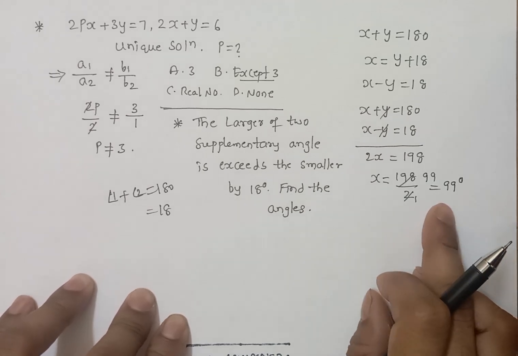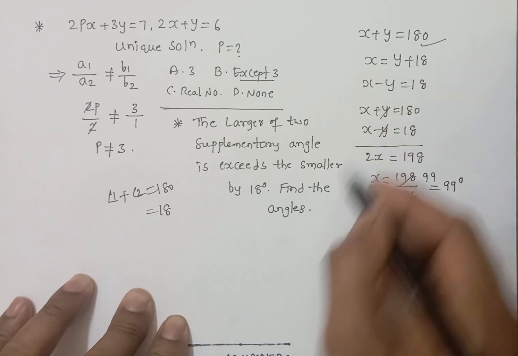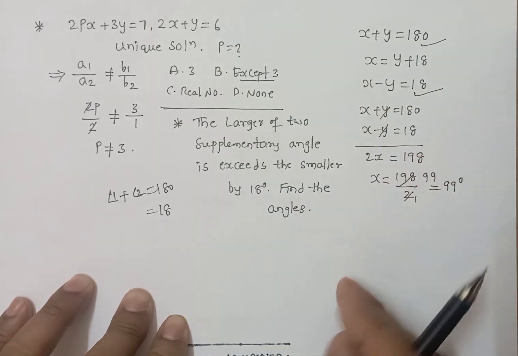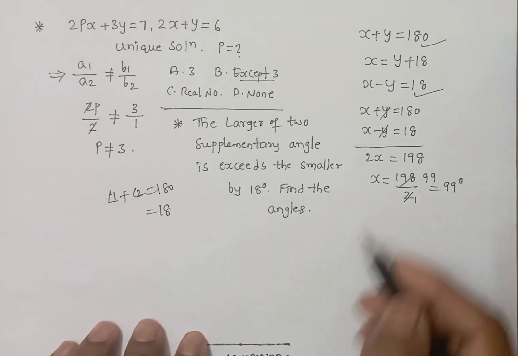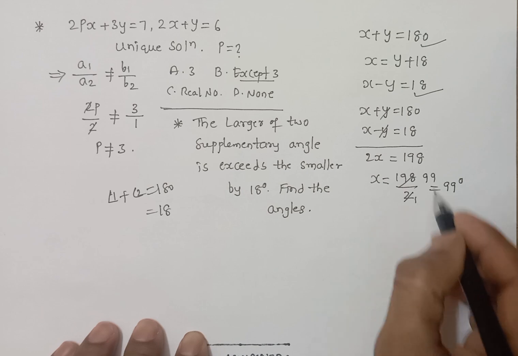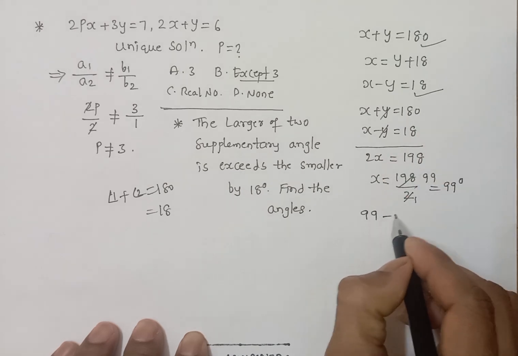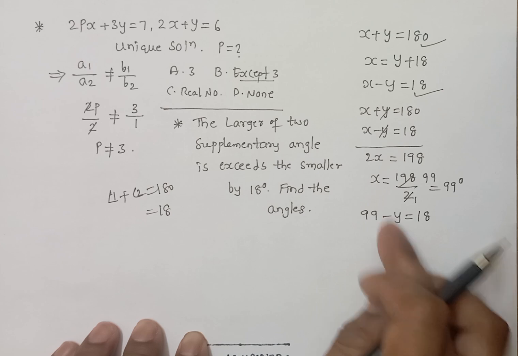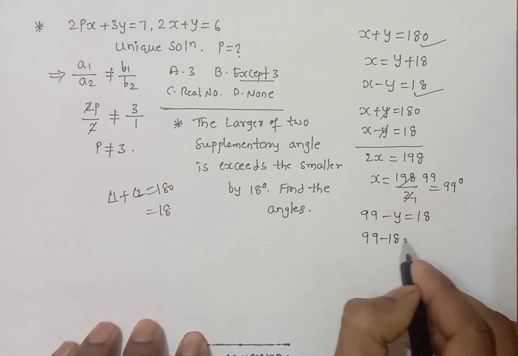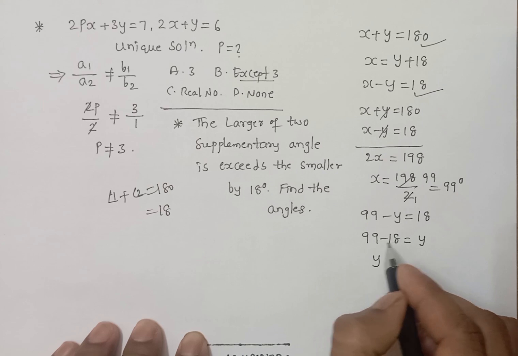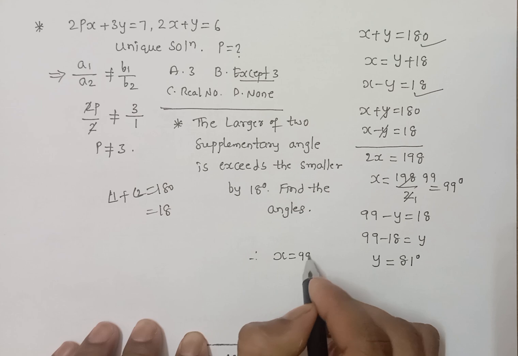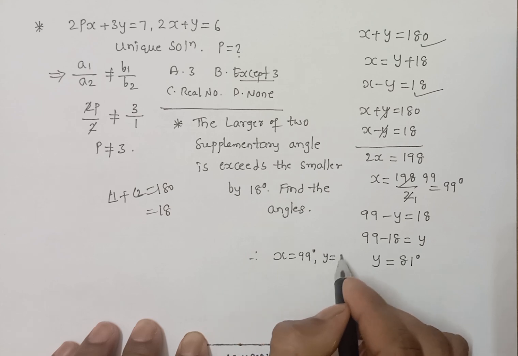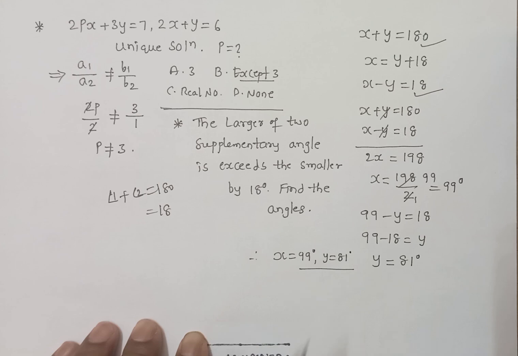Let us substitute this value in any one of the equations, either x + y = 180 or x - y = 18. Let us go with the smaller one. So 99 - y = 18. I want the y value, so I take y to the right side. 99 - 18 = y. So y is 81 degrees. Therefore, the larger angle is 99 degrees and the smaller angle is 81 degrees. You can check it. So like this, we can find it using linear equations. Thank you.